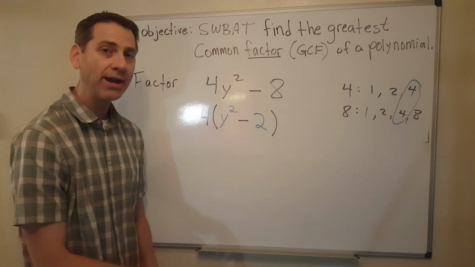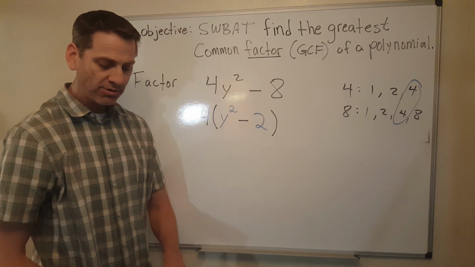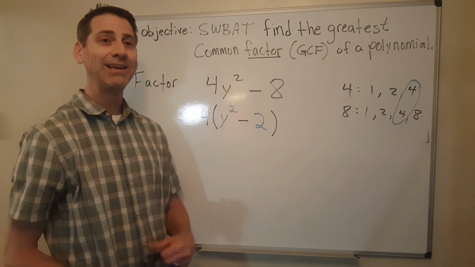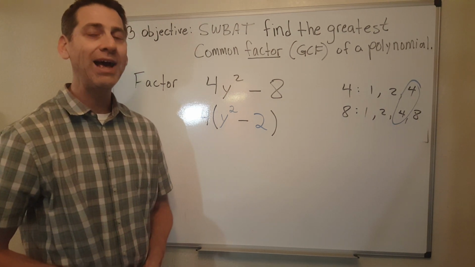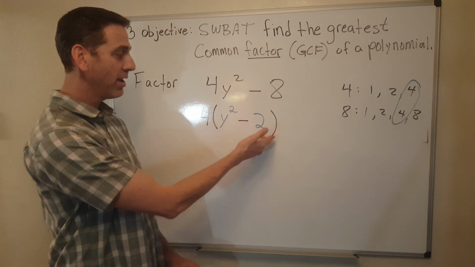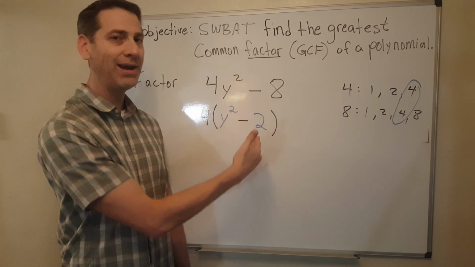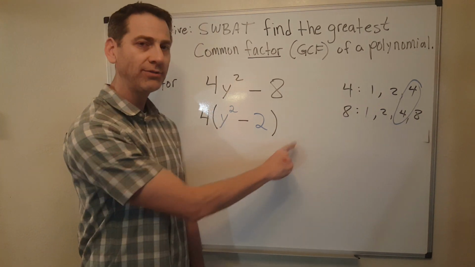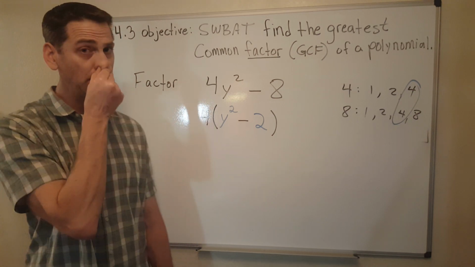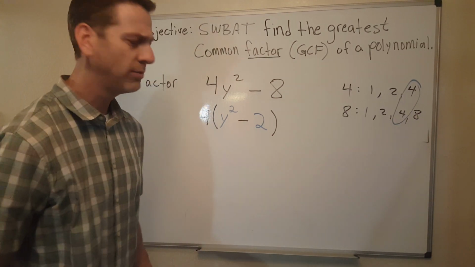So I just factored this binomial. Remember, factoring is just expressing a polynomial as a product, right? Is this a product? Yeah, this is 4 times the quantity y squared minus 2, okay? So I just factored that. Let's try one that's a little more difficult.